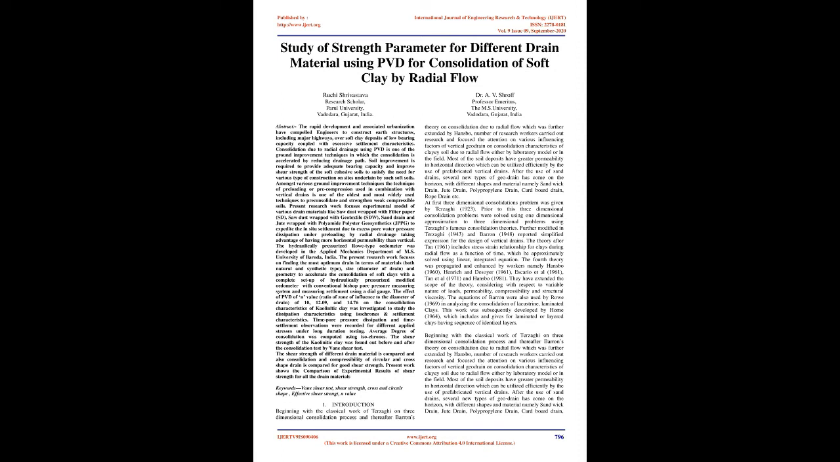Consolidation due to radial drainage using PVD is one of the ground improvement techniques in which the consolidation is accelerated by reducing drainage path. Soil improvement is required to provide adequate bearing capacity and improve shear strength of the soft cohesive soils to satisfy the need for various types of construction on sites underlain by such soft soils.